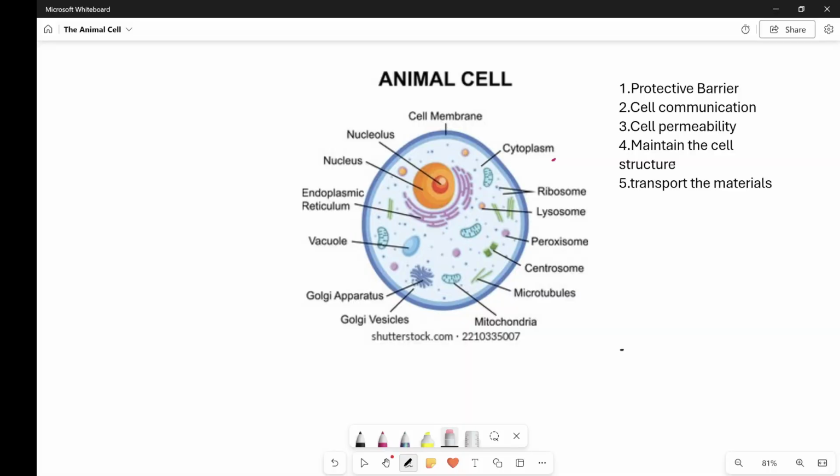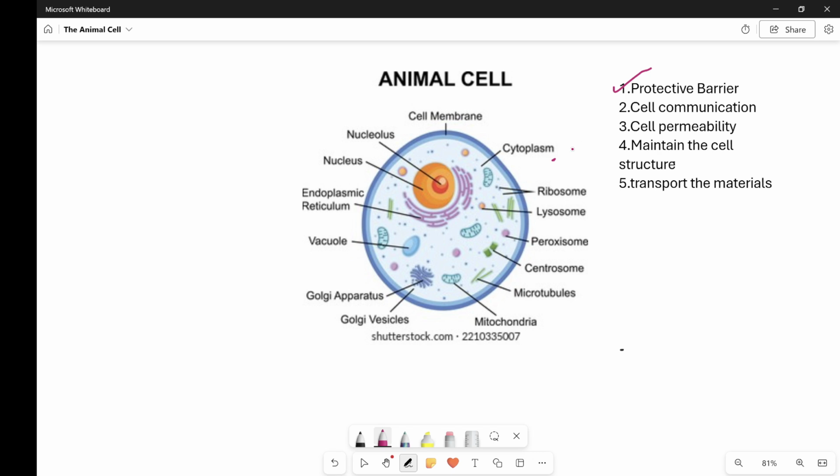Hi everyone, in this video I'll be talking about the animal cell, the elements present in the animal cell, and their roles. Starting with the cell membrane, it acts as the outermost layer of the animal cell. Talking about the role of the cell membrane, it acts as a barrier between the inner environment and the outer environment.